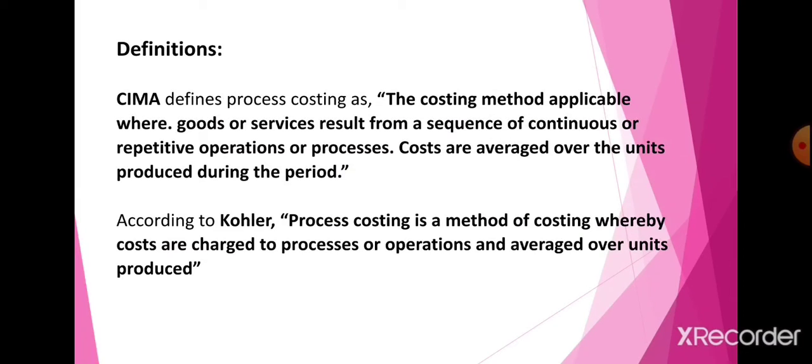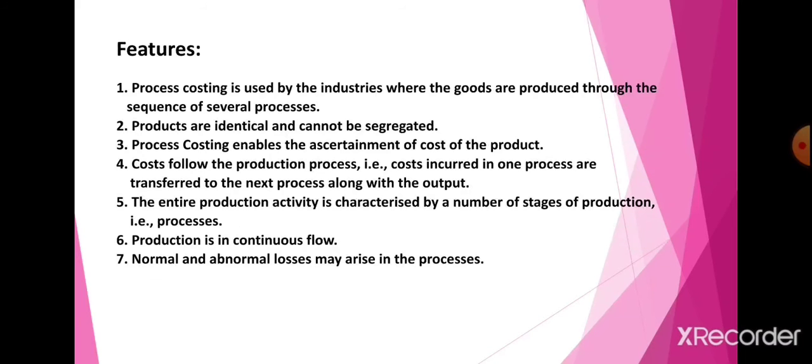So let us know about some definitions. CIMA defines process costing as the costing method applicable where goods and services result from a sequence of continuous or repetitive operations or processes. Costs are averaged over the units produced during the period. And according to Kohler, process costing is a method of costing whereby costs are charged to processes or operations and averaged over units produced.